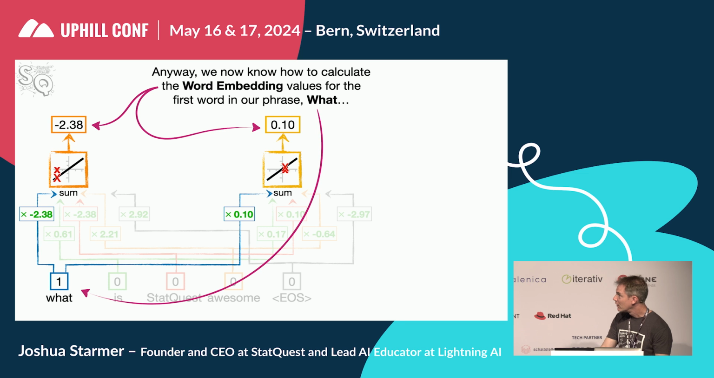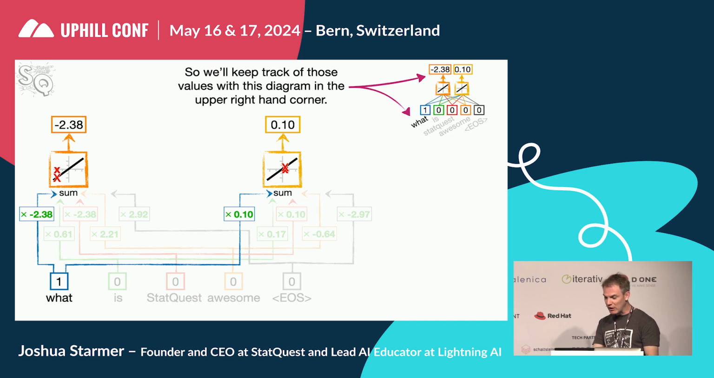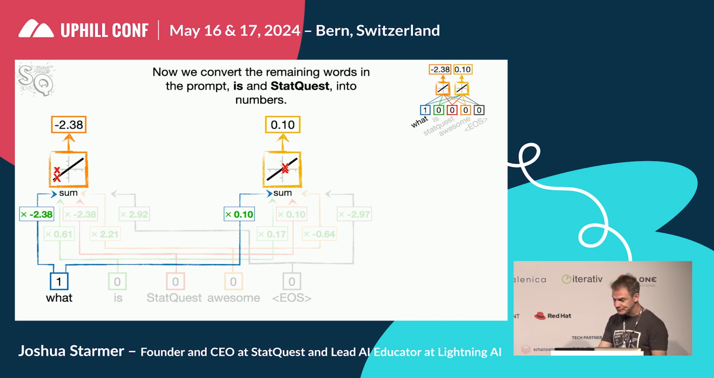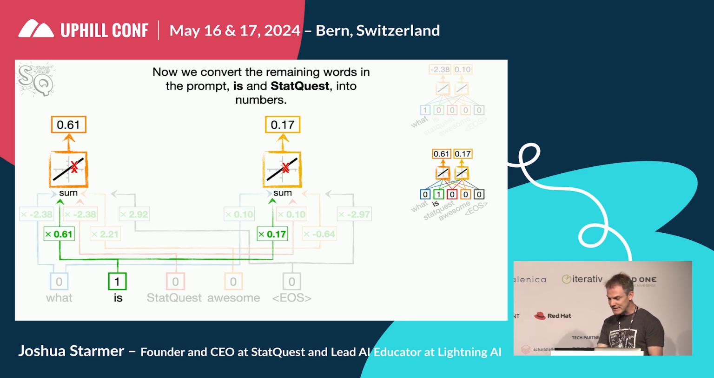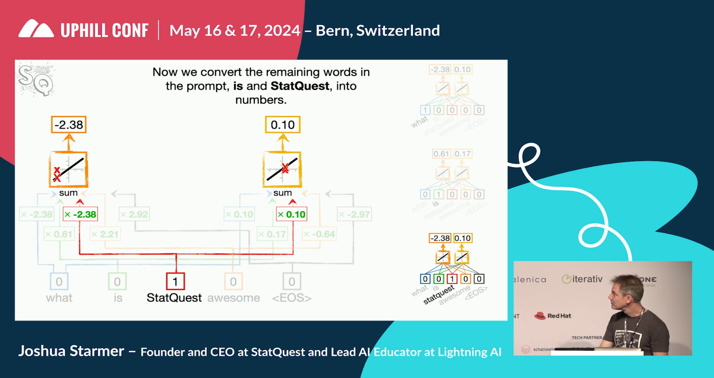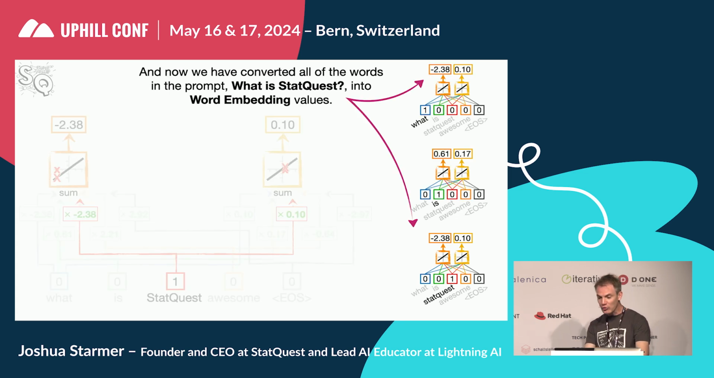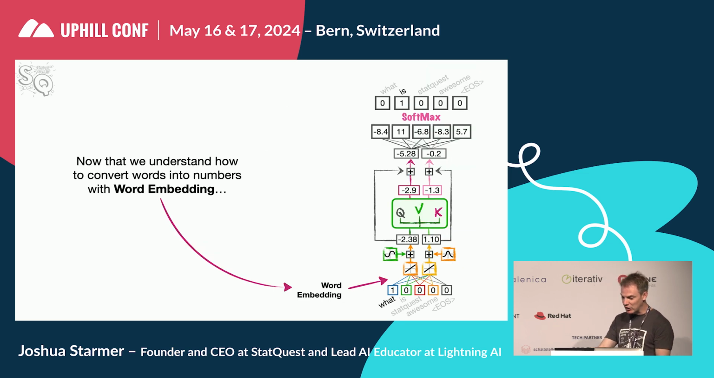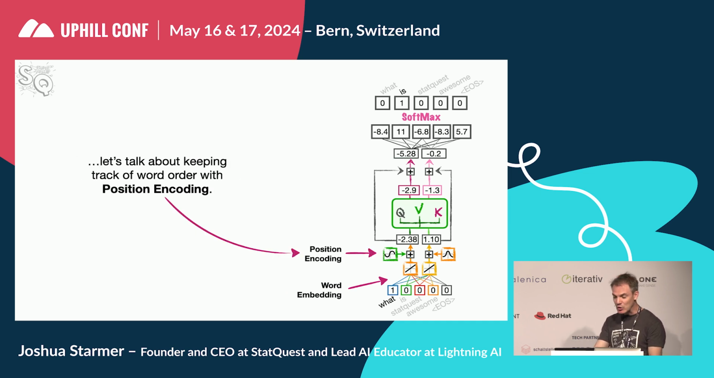Bam. Anyway, we now know how to calculate word embeddings for the first input word, "what". So we'll keep track of those values in this diagram in the upper right-hand corner. Now we convert the remaining words in the prompt, "is" and "StatQuest", into numbers. And now we've converted all the words in the prompt, "what is StatQuest", into word embedding values. Bam. Okay, now that we understand how to convert words into numbers with word embedding, let's talk about keeping track of word order with position encoding.